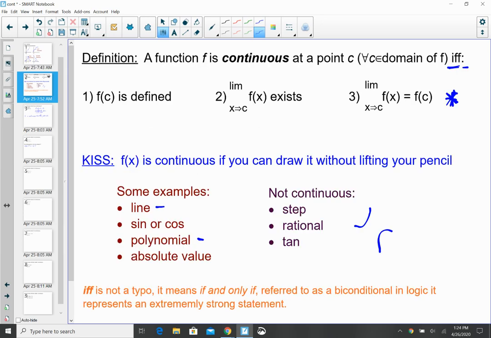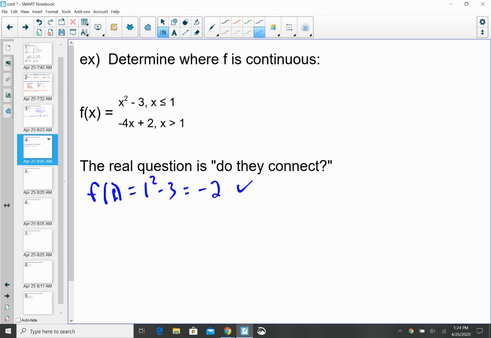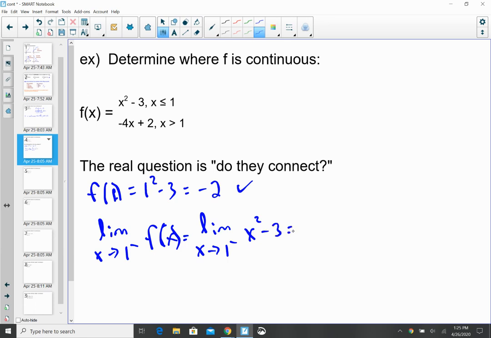The second part is, does the limit exist? So does it approach the same thing from the left and right? And that's the connection piece, the piece I was talking about a minute ago. Do they approach the same thing from the left and the right? All right, so let's look at that. The limit as we approach from the left of the function. Now left, if you recall, is less than. And the less than part is the top part right there, the x squared minus 3, and that equals -2. So from the left it works.